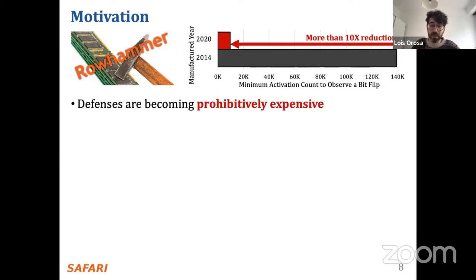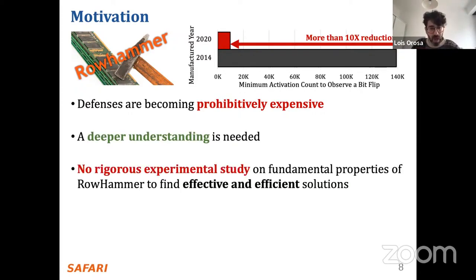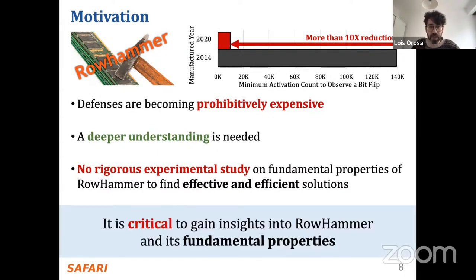Recent works have demonstrated that many defense mechanisms are becoming prohibitively expensive for future DRAM chips. A deeper understanding of RowHammer is the key to overcome this challenge. However, no rigorous experimental study demonstrates a set of fundamental properties of RowHammer to find effective and efficient solutions. Therefore, to enable RowHammer's safe operation with future DRAM chips, it is critical to gain insights into RowHammer and its fundamental properties.